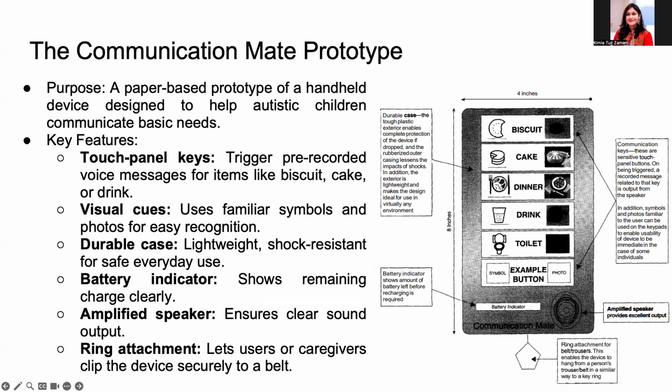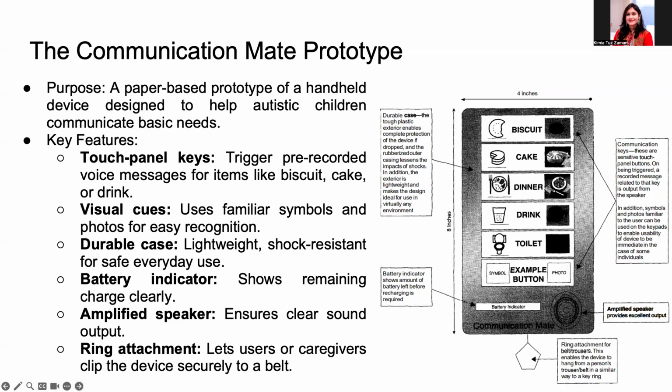Now, let's take a moment to look at the figure which shows the communication mate. A simple yet powerful example of how prototyping can make ideas tangible. This was a paper based prototype. Yes, just paper, but it represents how a real communication aid would function for autistic children who face challenges expressing everyday needs. Even though it didn't work electronically, it simulated the experience of using one.